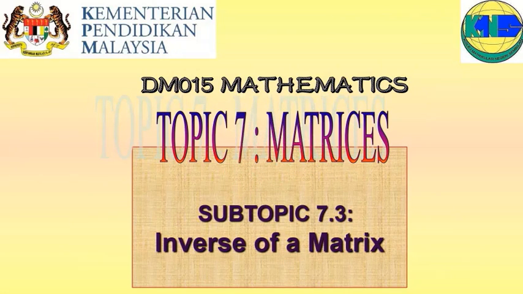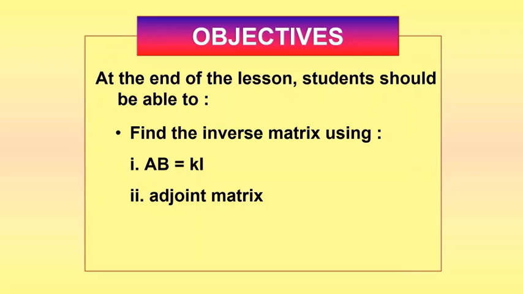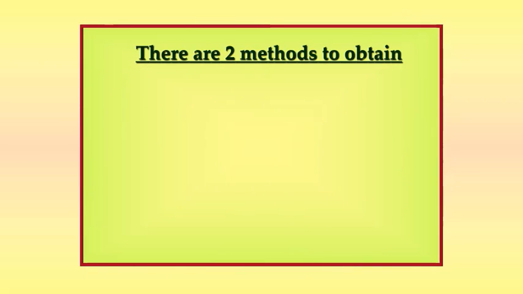7.3 Inverse of a matrix. Here this is the objective. Here we have to find the inverse by using AB equals to KI. This one is the properties method. Second, using the adjoint matrix. So we have two methods to obtain the inverse of the matrix.